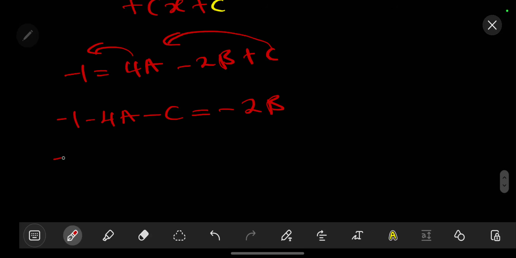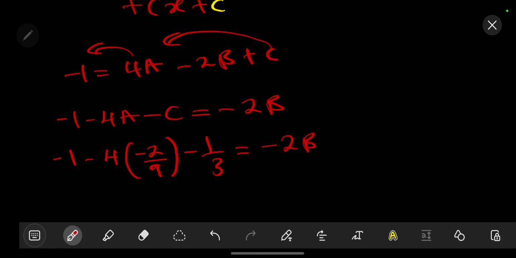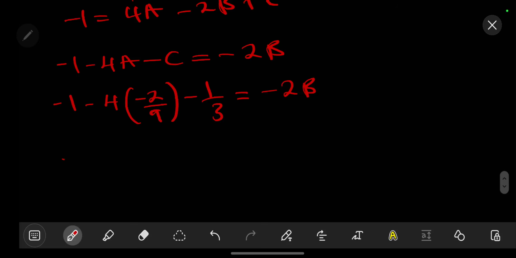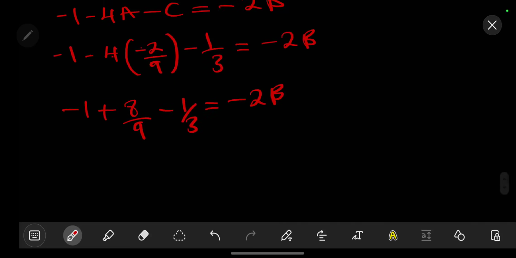So we are going to get negative 1 minus 4. If we recall, our a is equal to negative 2 over 9, like that. Then we have minus our c, which is 1 over 3, should be equal to negative 2b, like that. So we are going to have negative 1 plus, negative times negative is positive, 2 times 4, that's 8 over 9, minus 1 over 3 should be equal to negative 2b, like that.